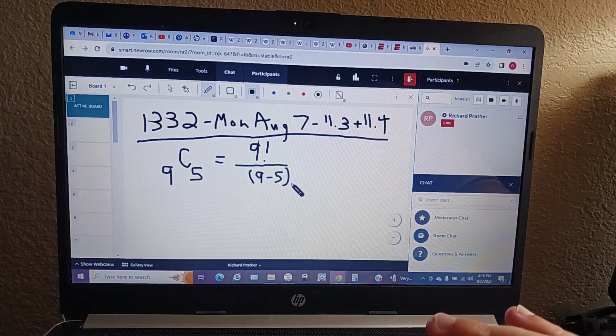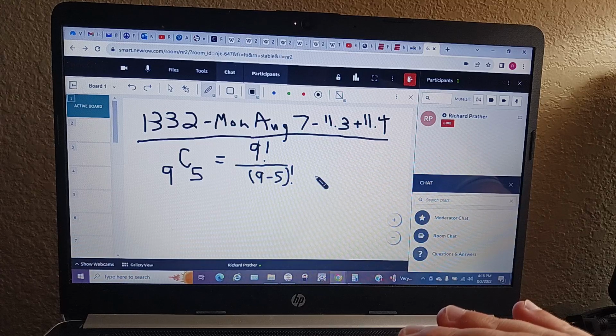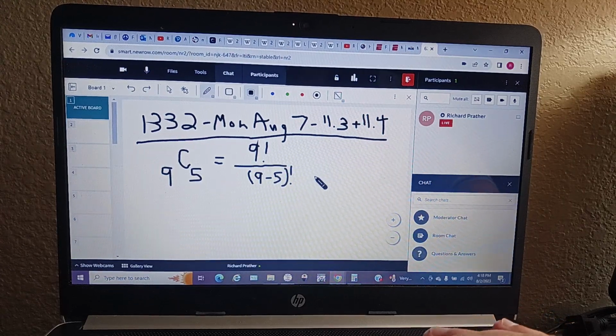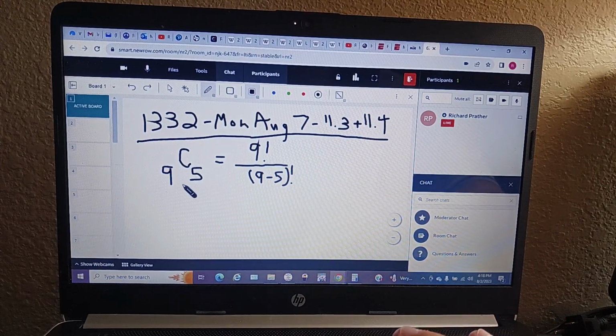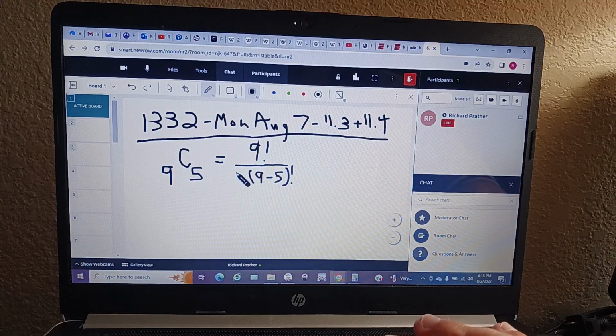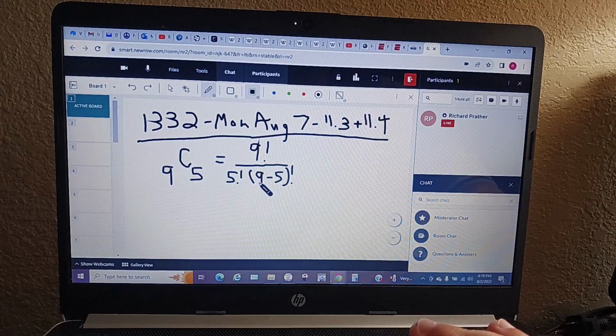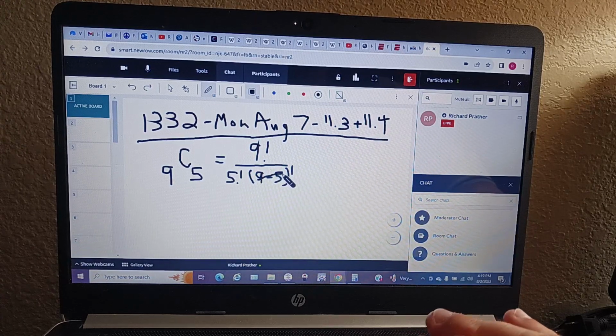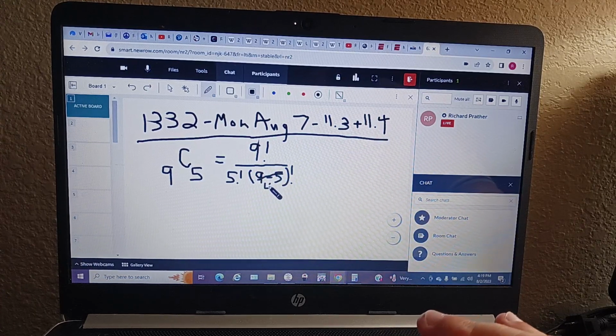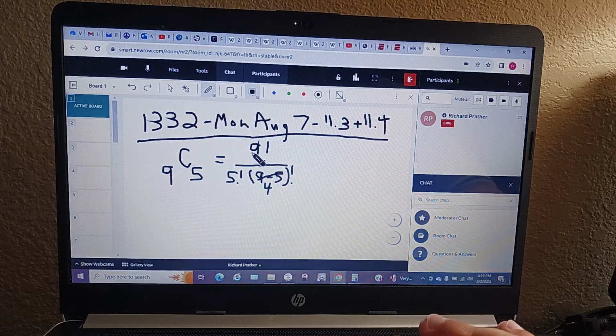All of this is how you would do a permutation. If you do that much, that's a permutation. A combination has one extra thing. The back number 5 also gets a factorial in the denominator. And if you do this 9 minus 5 and make that a 4, then the 2 numbers in the bottom will always add up to the top.